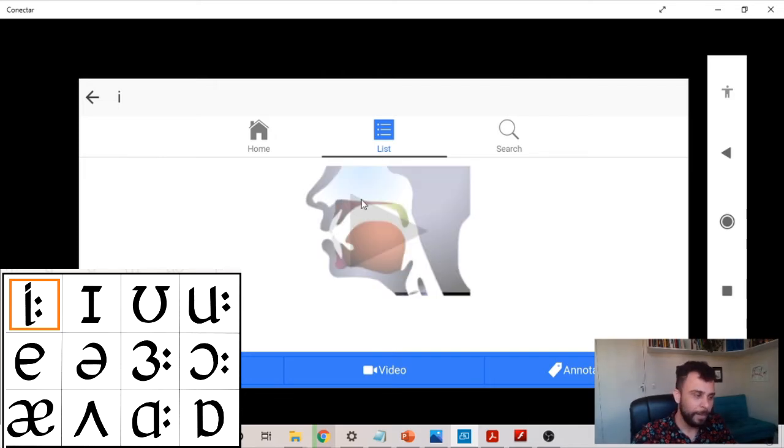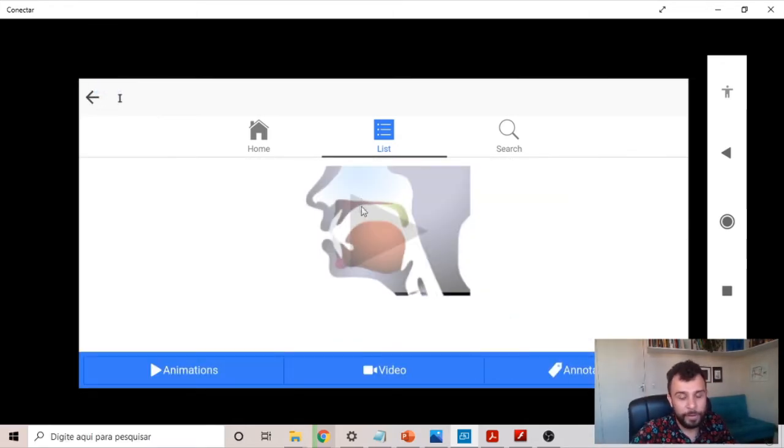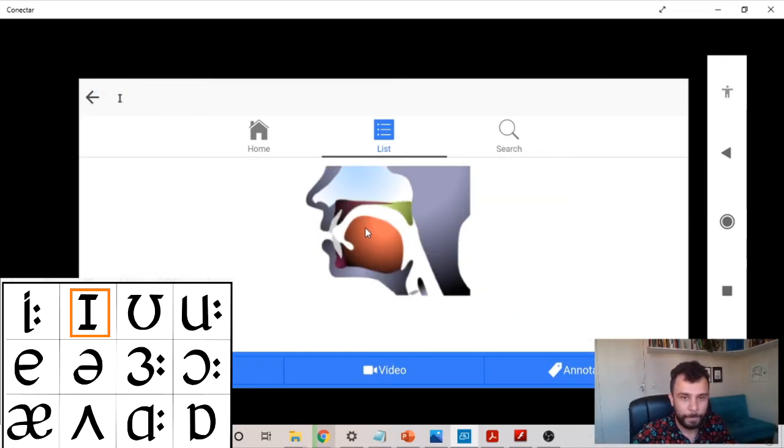But then we have another front vowel. Take a look. This one here is a short vowel, but it's not as frontal as the other one. All right, so it's also high, it's also frontal, but it's short and it happens slightly backwards.